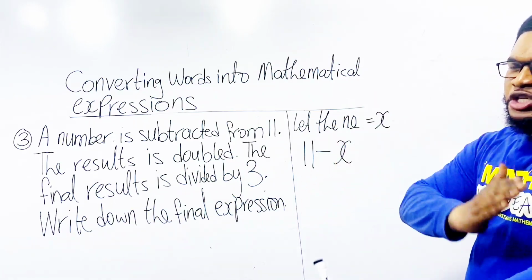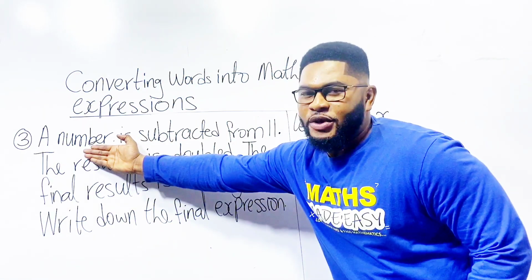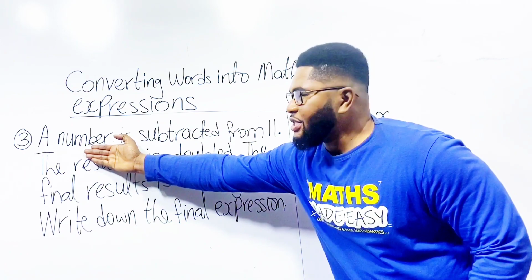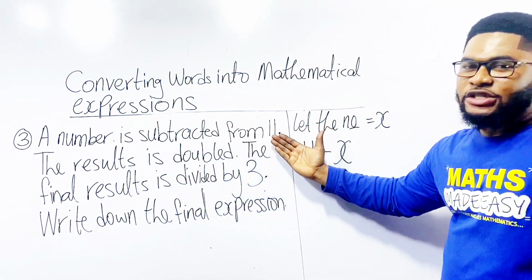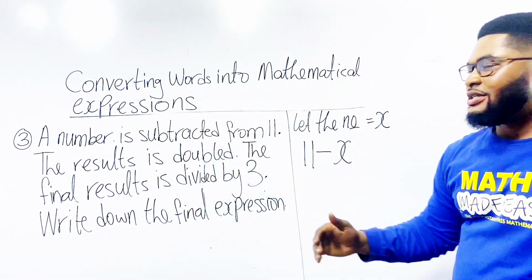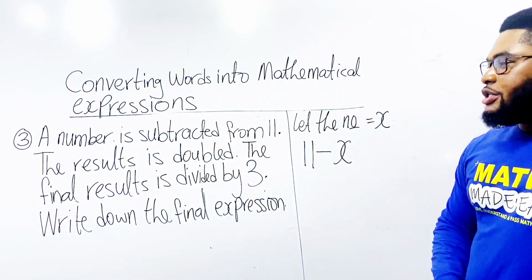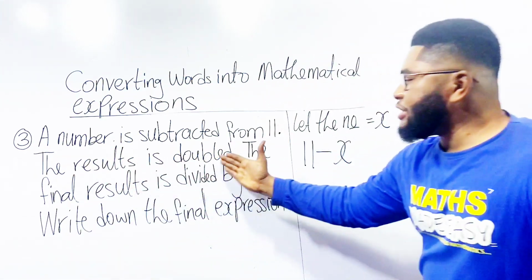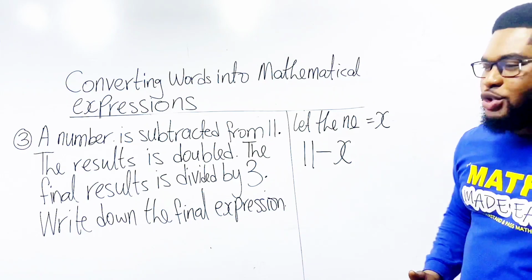You change the position. The number came first from the sentence, which is x, and 11 came second. So rather be the second minus the first. 11 minus x. Continue. The result is doubled. So you have to identify the result first.